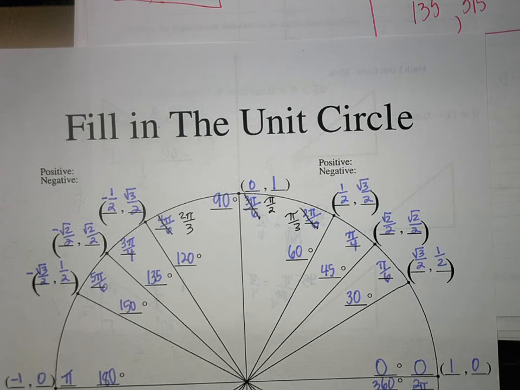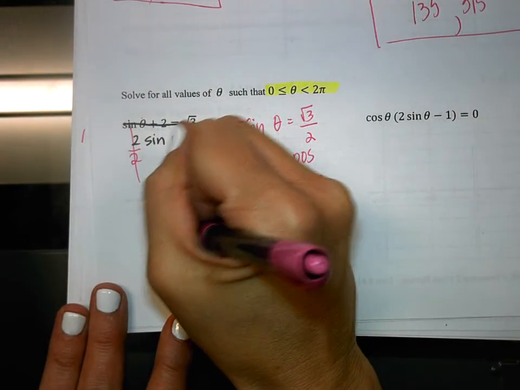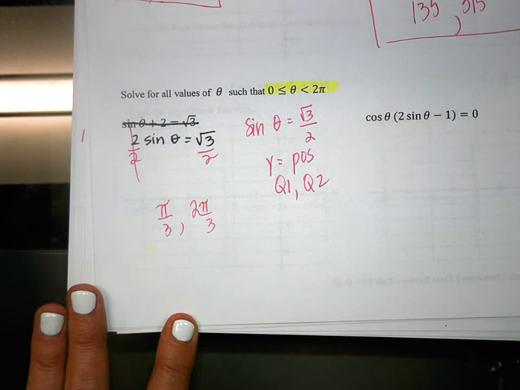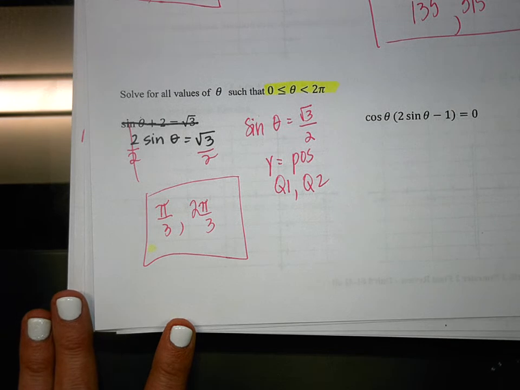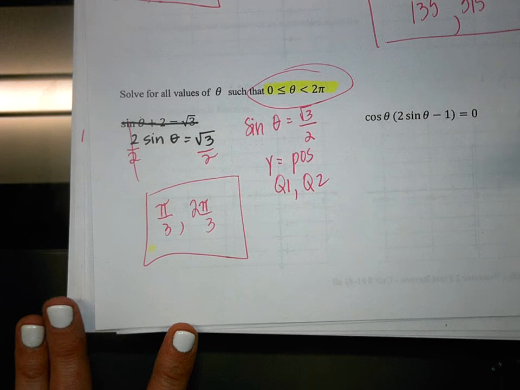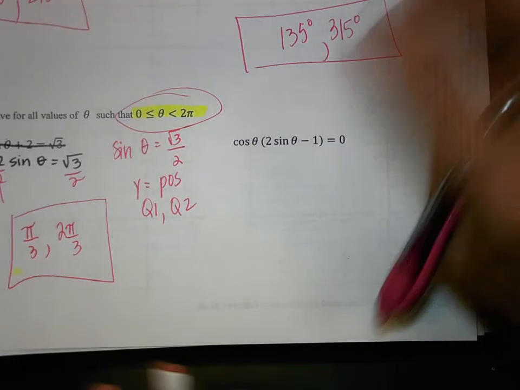Or pi over 3, and 2 pi over 3. Okay, and we have to put in radians because of that. All right, any other questions there? Okay, next one.